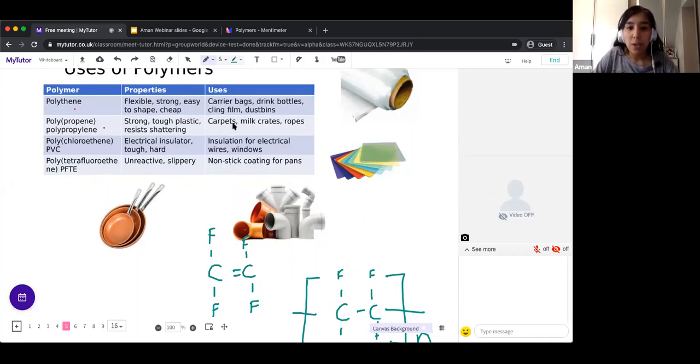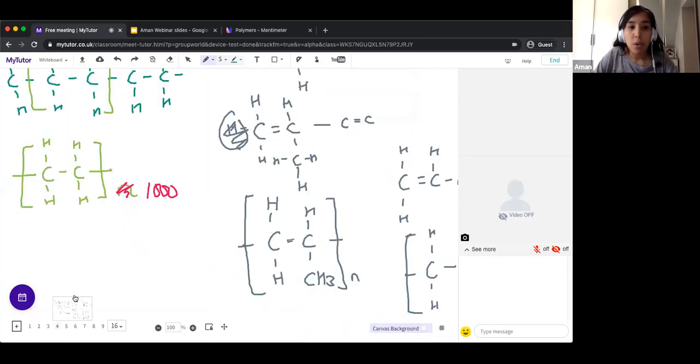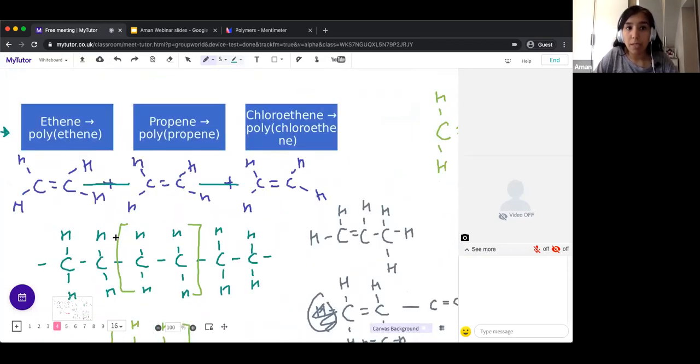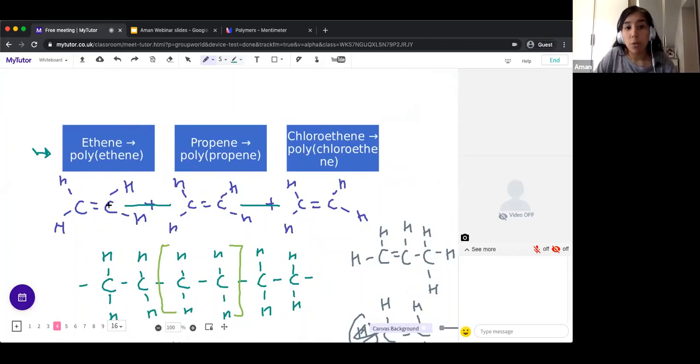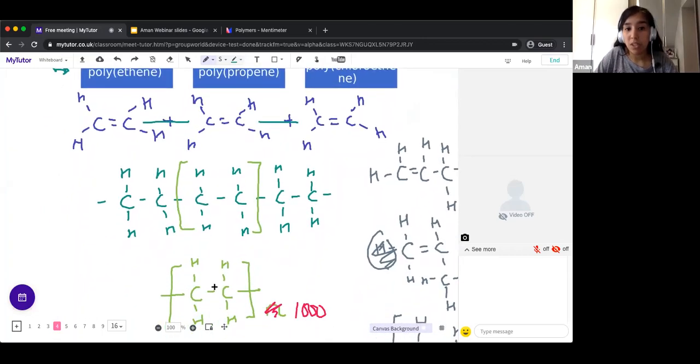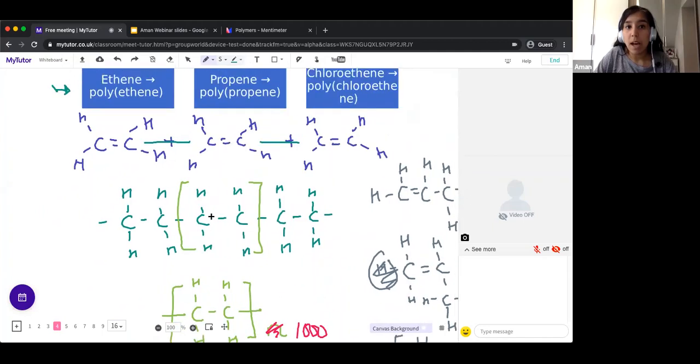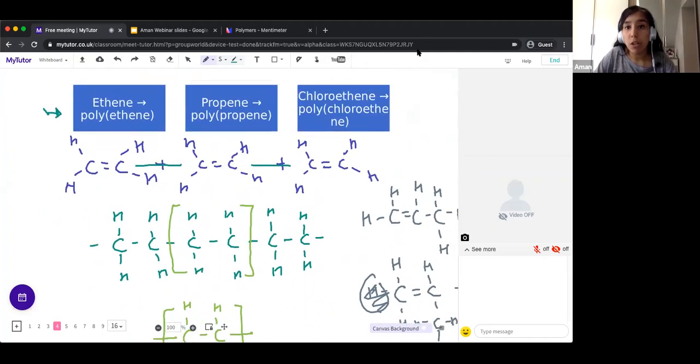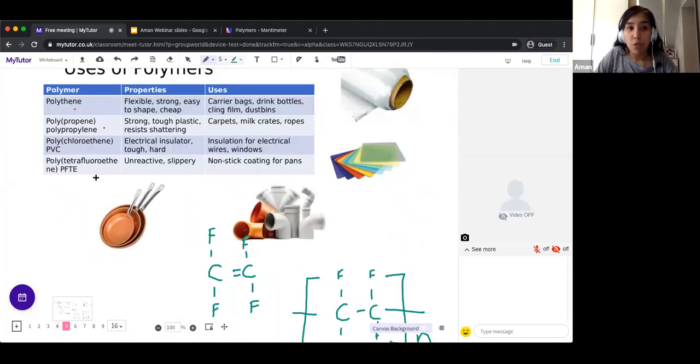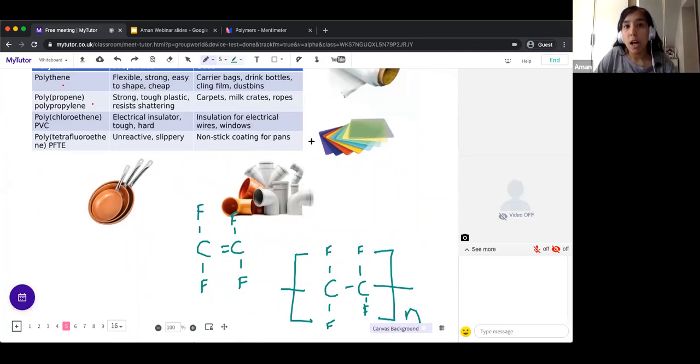Okay, so do we need to know how to draw the structures of these polymers? From the exam questions I've seen, the one that they always ask about is polyethene. So I would make sure you know how to draw polyethene, which I think is the easiest one to draw. It's just this down here, polyethene. If you are doing the higher tier, I would make sure that you know how to draw some of the others as well. The 4 most common ones I've drawn, so polyethene, polypropene, polychloroethene and polytetrafluoroethene I've drawn for you. I also drew polybutene as well.